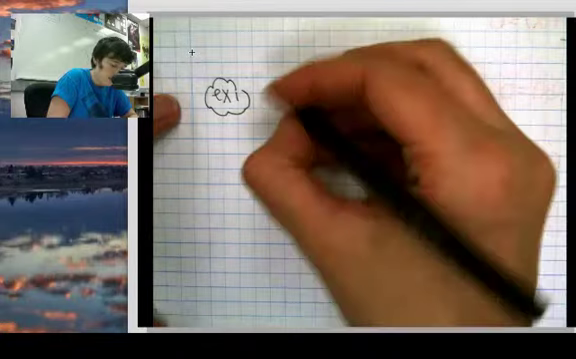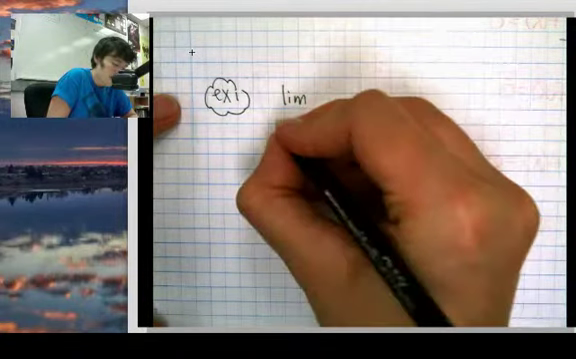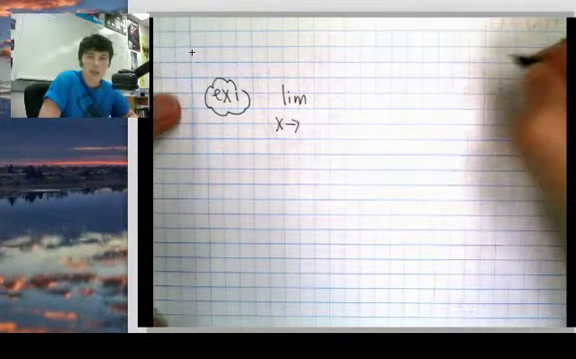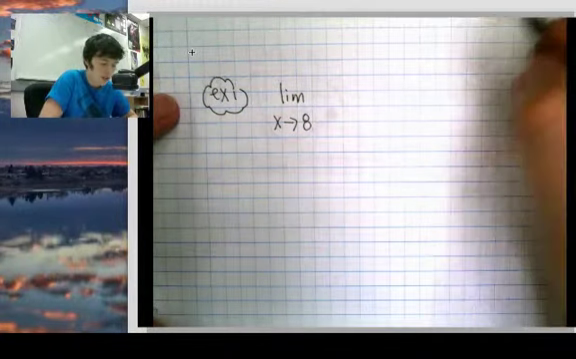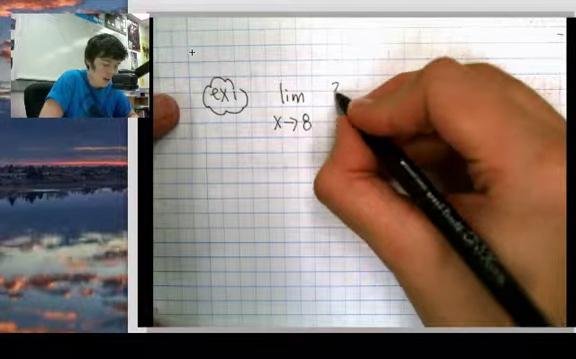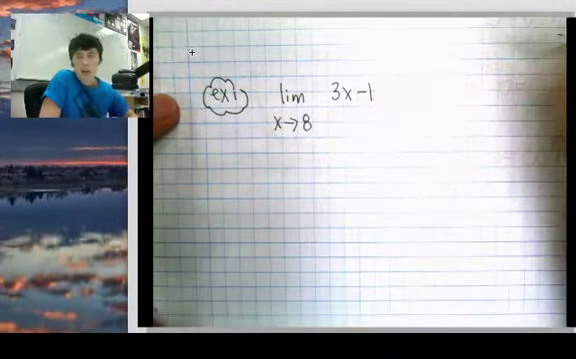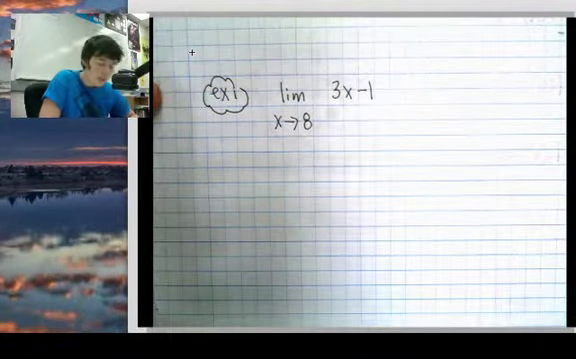Sometimes they're really easy. Like for instance, the limit as x approaches, let's say, 8, and I give you some function like 3x minus 1. I don't need to make a table, I don't need to make a graph.